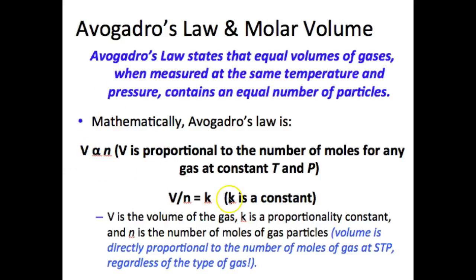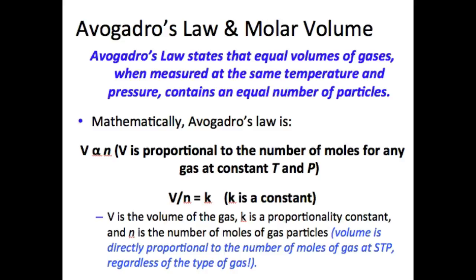So we could set up this ratio. Volume over moles is equal to a constant. Volume is represented with V, k is a proportionality constant, and n is the number of moles. So volume is directly proportional to the number of moles of the gas at standard temperature and pressure, regardless of the gas. You may remember this from 10th grade.